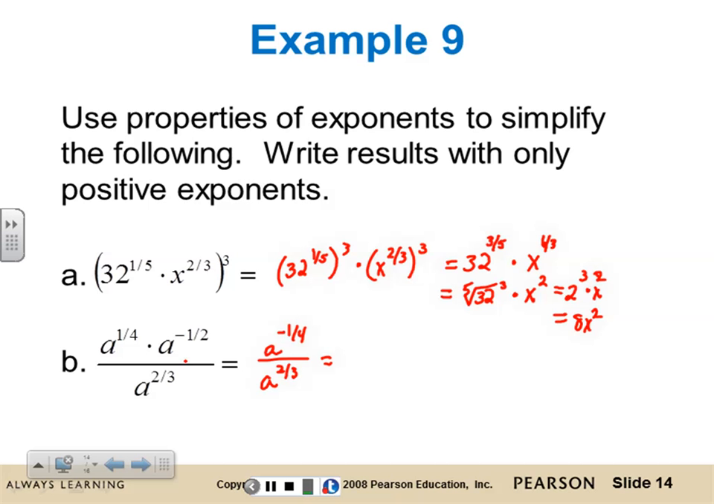Now, when you divide powers with like bases, you subtract the exponents. So what we're going to have is a to the -1/4 divided by a to the 2/3 basically is a to the, and you can put this in your calculator, -1/4 minus 2/3. And that's going to give us a to the -11/12. Again, put that in your calculator. Now, notice the directions say positive exponents only. So we learned earlier that when you have a negative exponent, you're going to take the reciprocal. And so we have 1 over a to the 11/12.